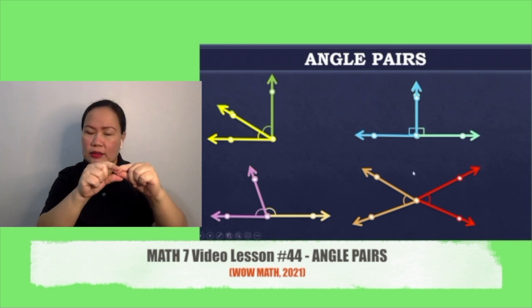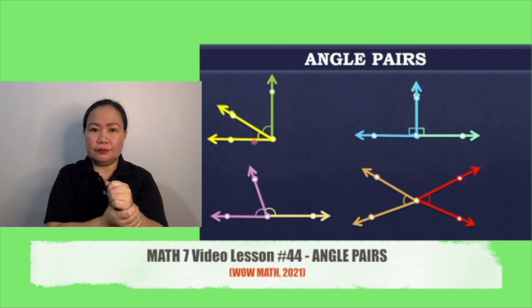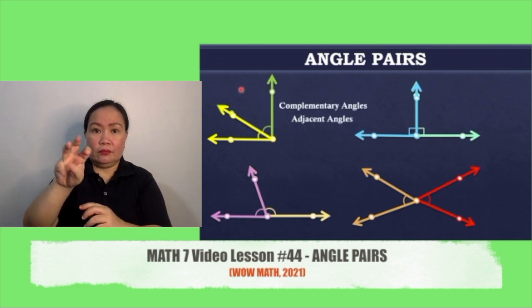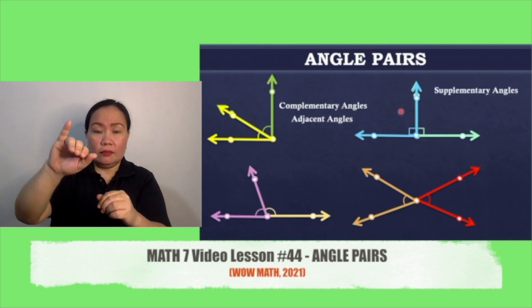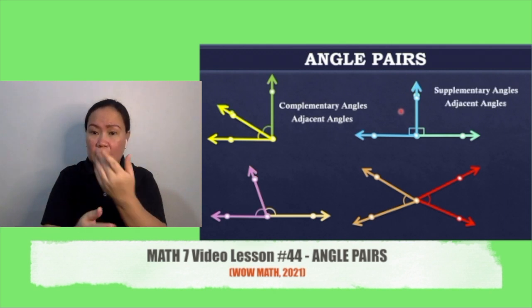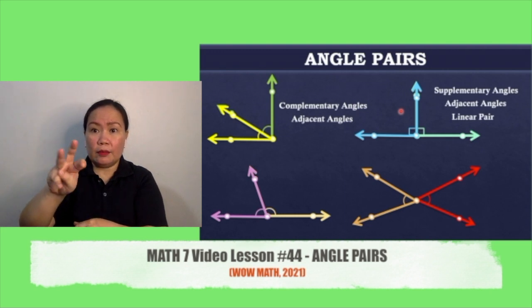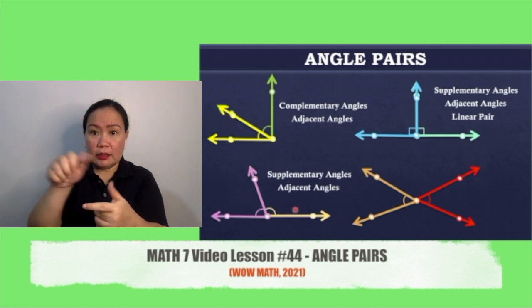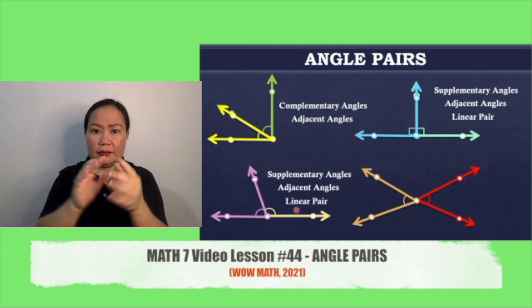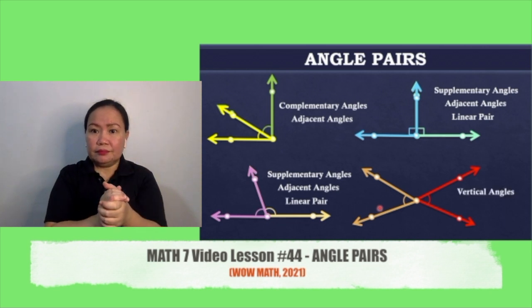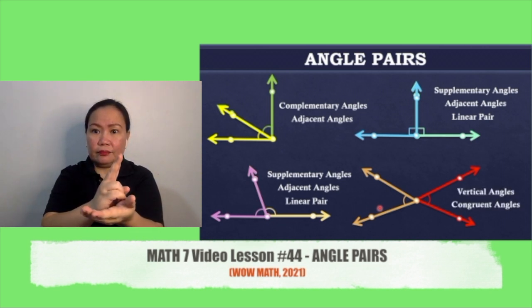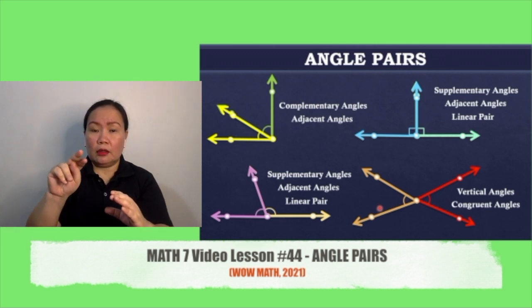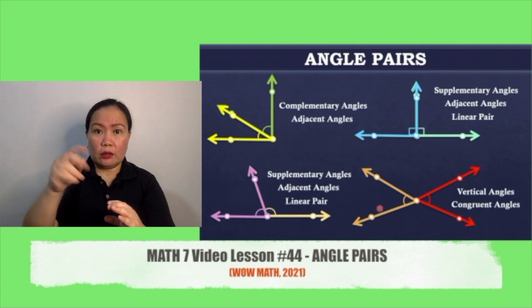So yung first figure po natin, ito po, this is an illustration of complementary angles and adjacent angles. Now this one, this is an illustration of supplementary angles and adjacent angles, also a linear pair. This one, this is an illustration of supplementary angles, adjacent angles, and a linear pair. And this one, this is an illustration of vertical angles and congruent angles. Now, so ito po yung different kinds of angle pairs. So, iisa-isahin po natin ito.